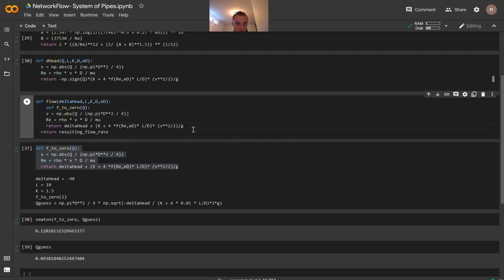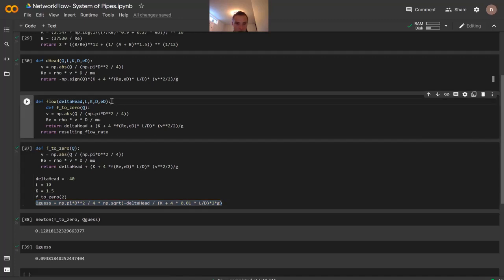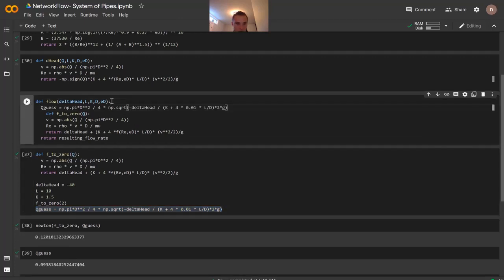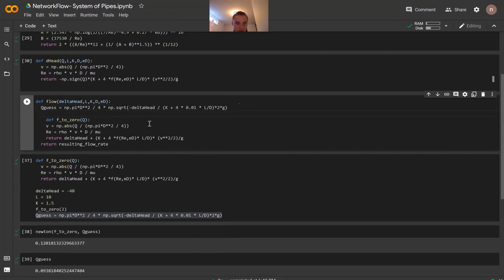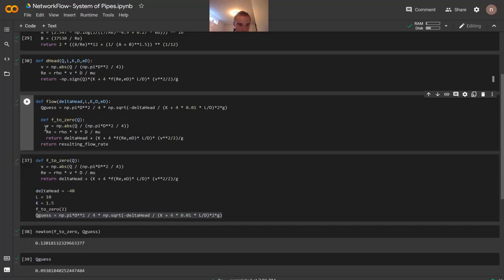And then we can also put in our initial guess for Q inside of our flow function in order to drive it to 0 using the Newton's method. And we'll put that above here, so it'll give itself a little bit more space to see that. Shift enter that. Unexpected indent. Okay, that should be good right there.